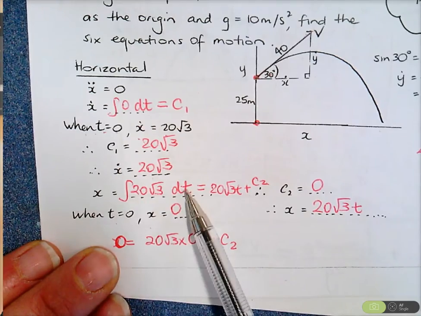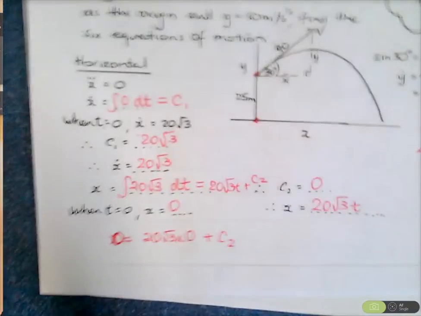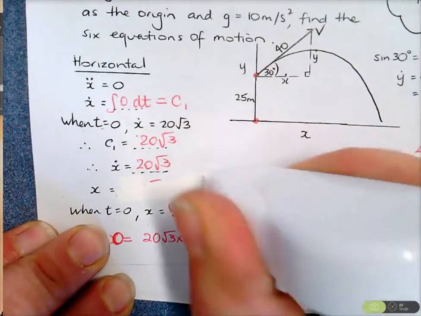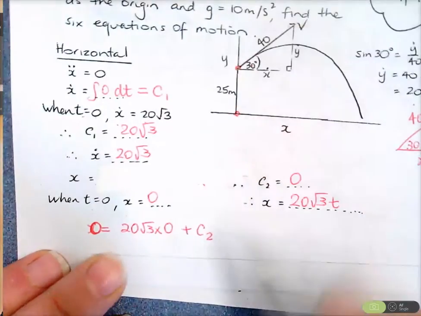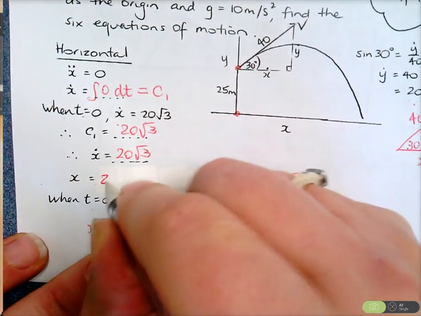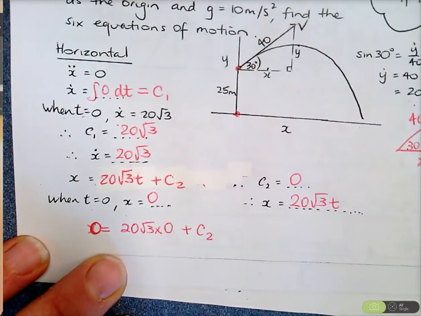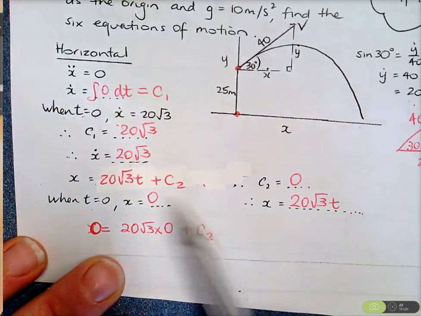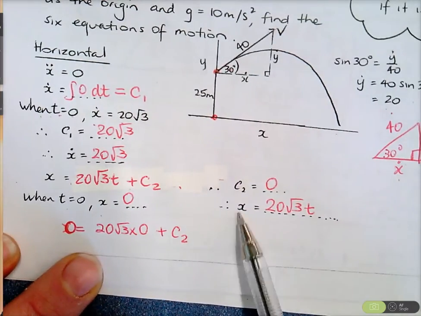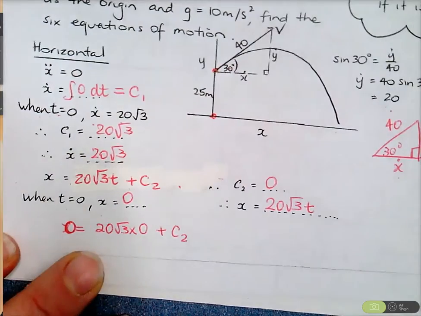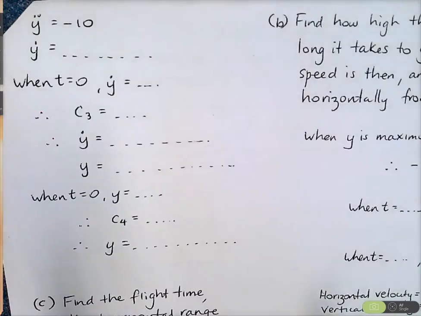Next time I won't write the integral. Let me just fix that, because there's no room. So therefore, if the horizontal x dot is 20 root 3, then x is 20 root 3t plus c2. Is that better? Because you're integrating. Got it? So when t is 0, x is 0, therefore c2 is 0, therefore x equals 20 root 3t. Got it? All right, there are 6 equations.